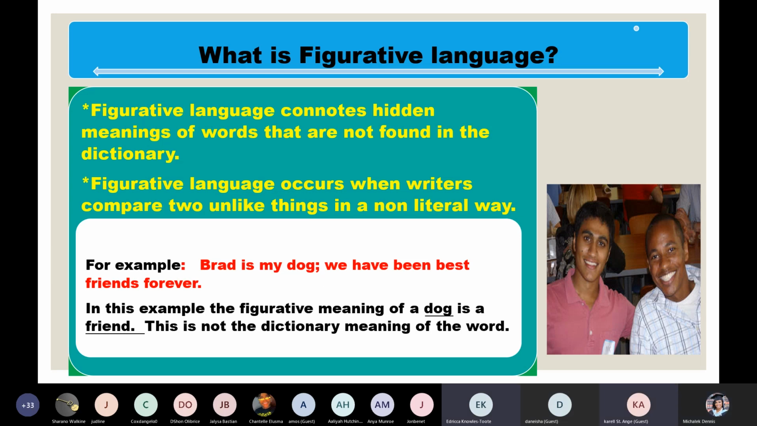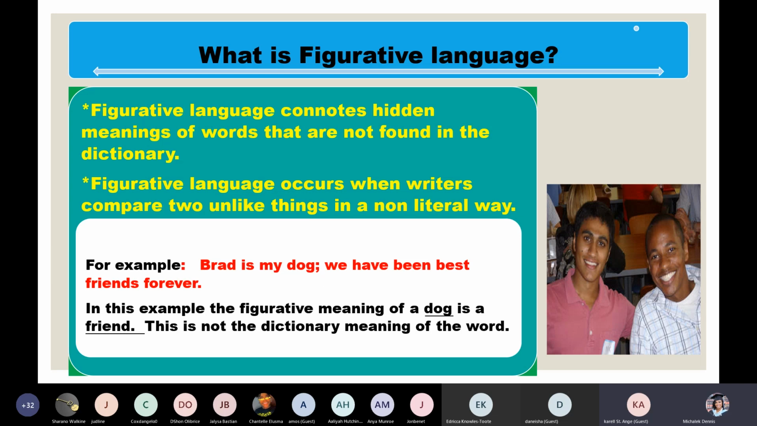Thank you. Figurative language. Hidden meanings of words that are not found in the dictionary. Figurative language occurs when writers compare two unlike things in a non-literal way. Okay, so read the example. Brad is my dog. We have been best friends forever. In this example, the figurative meaning of a dog is a best friend. This is not the dictionary meaning of the word.